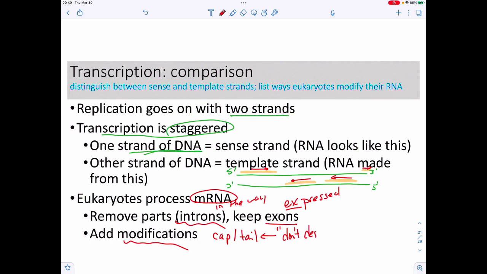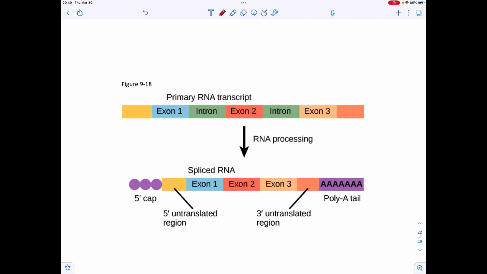This is what that looks like. When we take our original piece of RNA, we're going to have these exons in there, and then we have these introns. And through a fancy mechanism, we can splice them out. Splicing is when you cut and then join things together. If you've ever edited movies or videos, that's what you're doing. You're splicing things. We add a cap. The cap turns out not to be that big. And we add a tail. The tail is bigger than that.